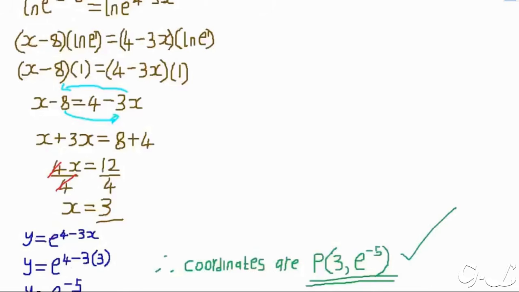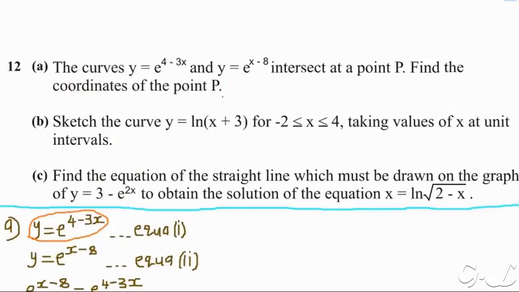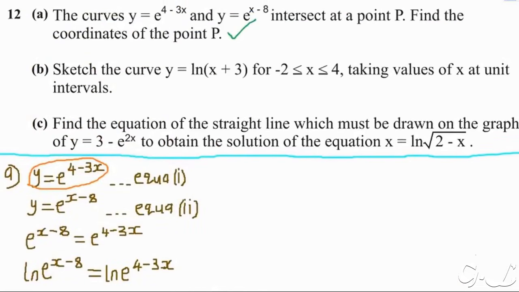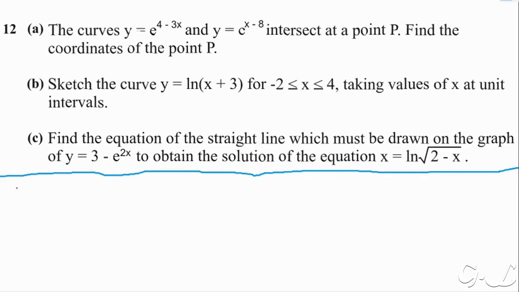Let's now go to B. So we are done with A. Let's now go to B. Okay, so we now go to B. B says sketch the curve y is equal to natural log of x plus 3 for x is greater than or equal to negative 2 and x is less than or equal to 4, taking values of x at unit intervals.